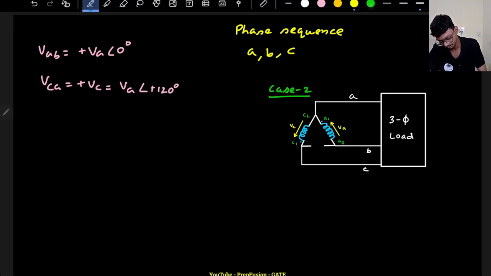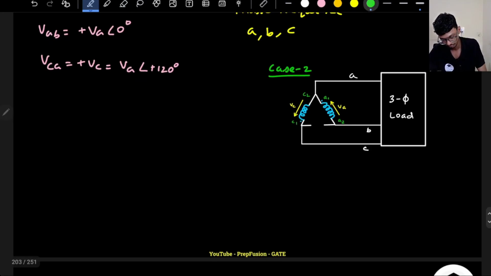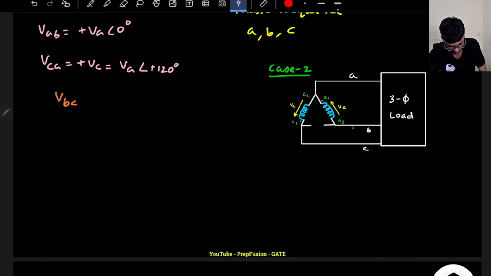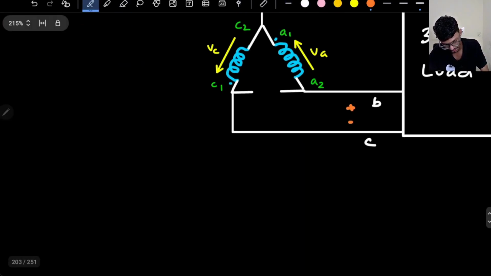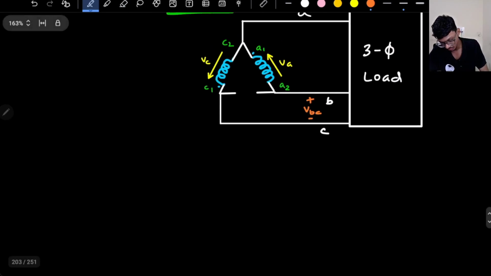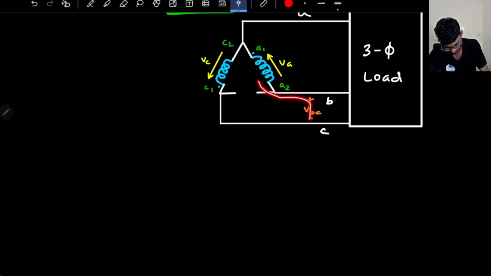Okay. So what is VBC though? Can you tell me what is VBC? I cannot use this branch, it is open circuited, right? So I have to go by this loop. So I will find out VBC. Let's assume this is VBC, so this will be plus minus VBC. I will start from here, go to here, and then finish.